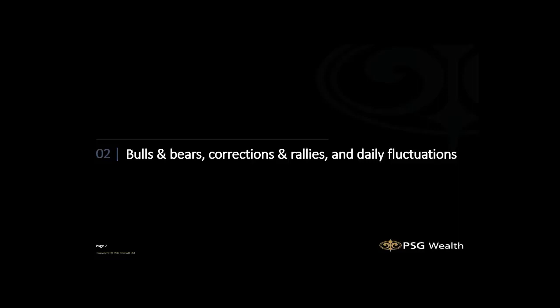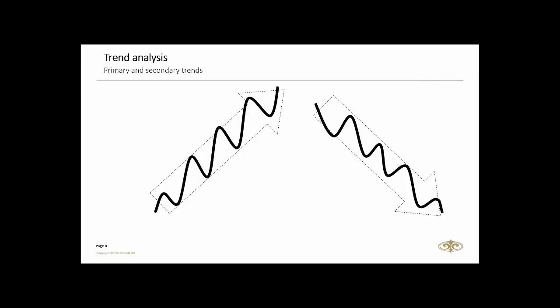Remember we mentioned just now higher highs, higher lows. Long term is what we call the bull market. In the falling market, lower highs and lower lows is what we call a bear market. Remember, this is long term. This is a primary trend.